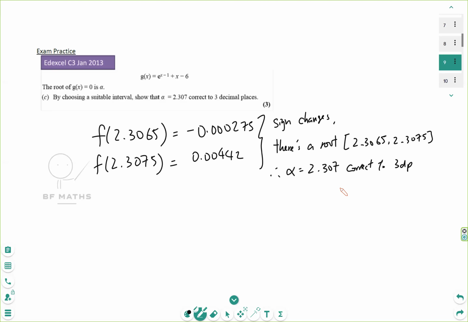So here's the final answer. Now you must write everything that you see on the board on your paper or in your notes to get the 3 marks. First of all, we show the values of f of 2.3065 and 2.3075. Then you say sign changes, and you have to write the final line, 2.307 correct to 3 decimal places. That's how you get 3 marks. Okay, and that's it for 10.1.